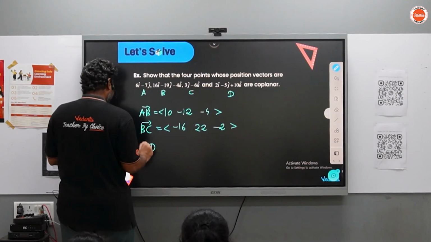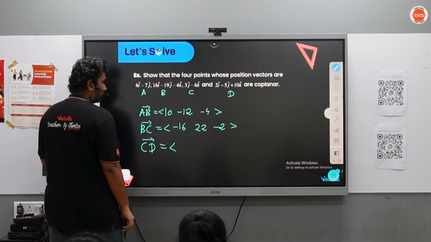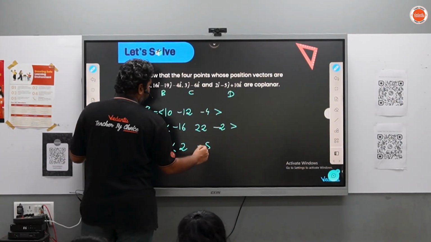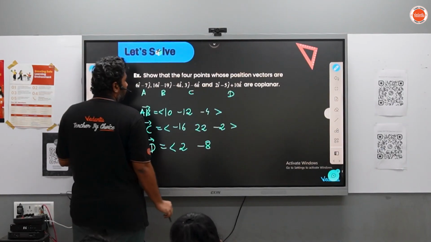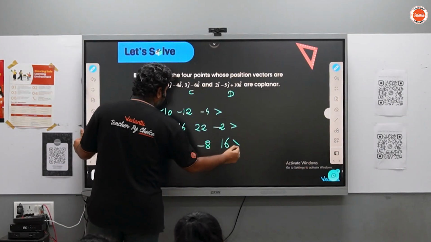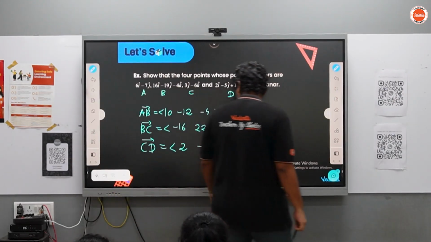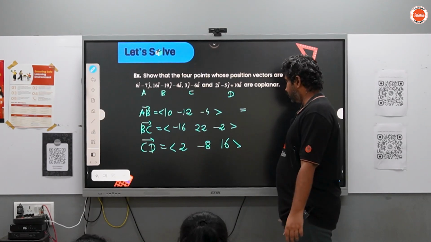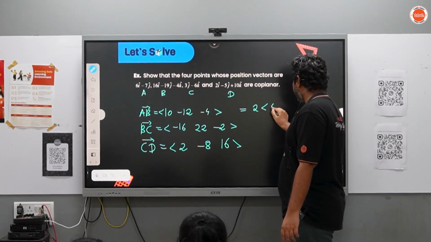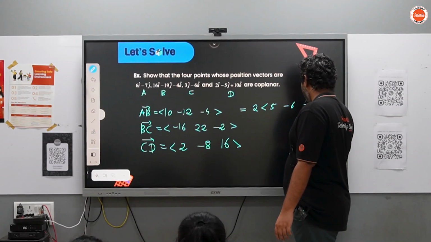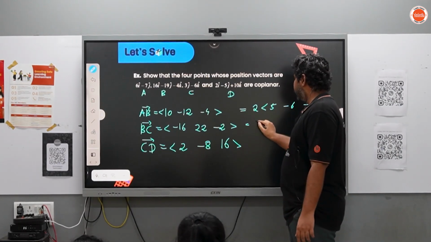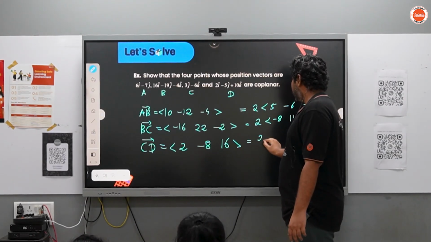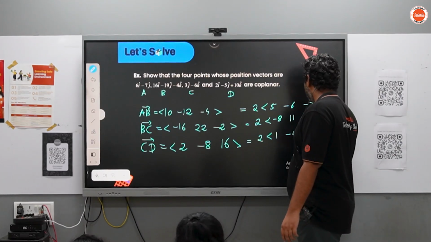And then we have CD vector: 2 minus 5, minus 3 minus 8, 10 plus 6, 16. Okay. So we have some common factors here. I will just take the common factor outside. So 2 times of 5, minus 6, minus 2, and 2 times of minus 8, 11, minus 1, 2 times of 1, minus 4, 8.